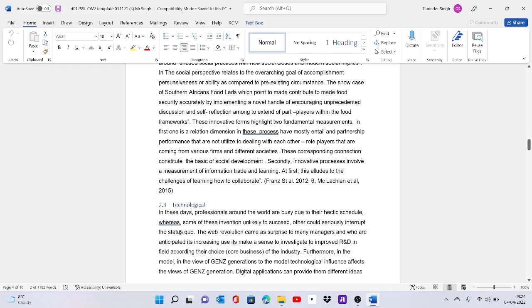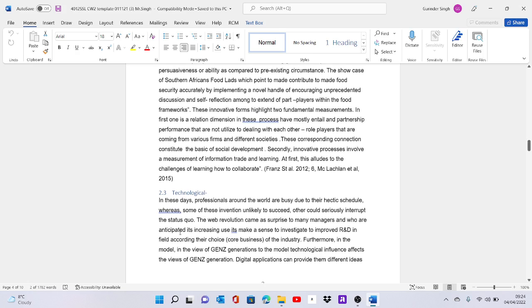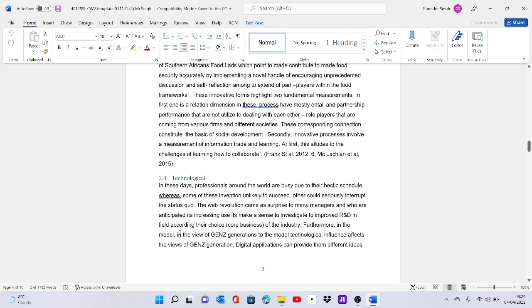Another one is technology. In this day and era, professionals around the world are busy due to their high-tech schedule, whereas some of these inventions are unlikely to succeed. Others could seriously interrupt the status quo. The revolution came as a surprise to many managers who had not anticipated its increasing use. It makes sense to invest in improving R&D in the field according to their choice of industry.